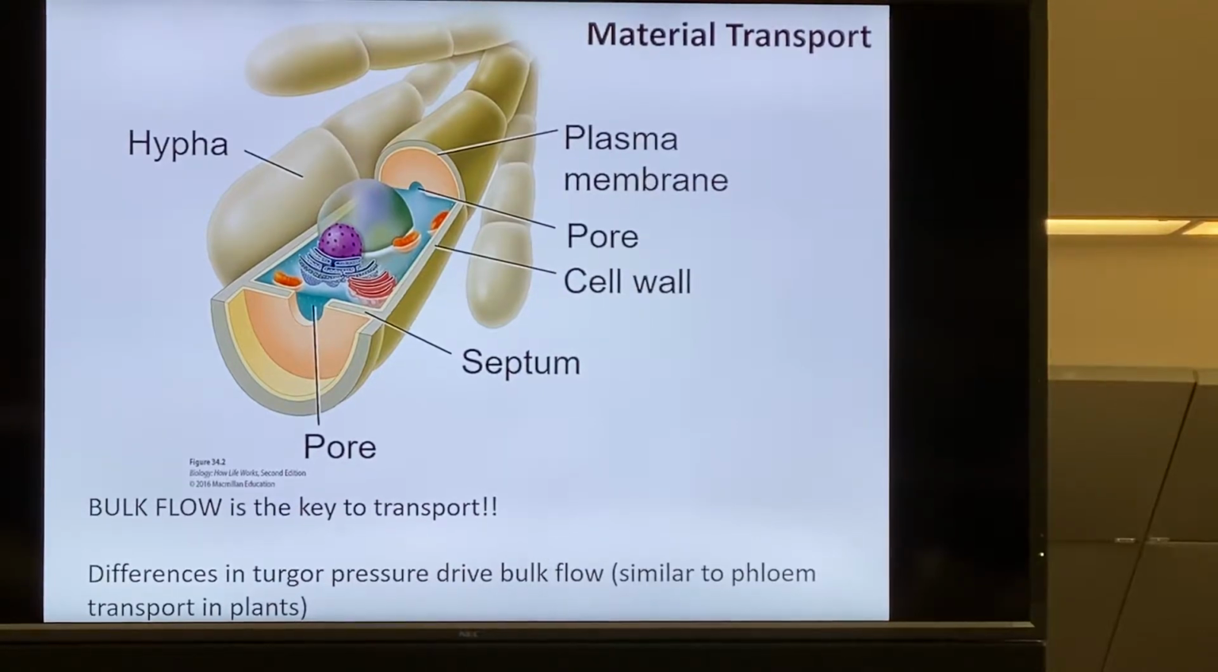What's that? More proteins. Not necessarily more proteins. So if there are no divisions between the cells, what's easier to accomplish? Communication, transport. It's easier to distribute materials throughout the body if there's no separation between the cells.